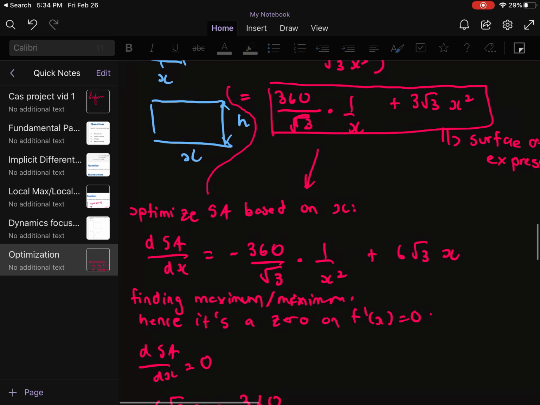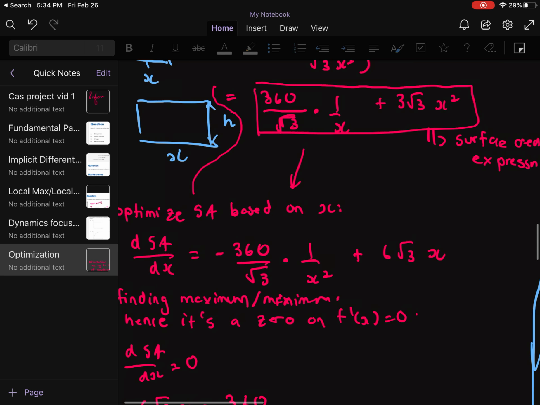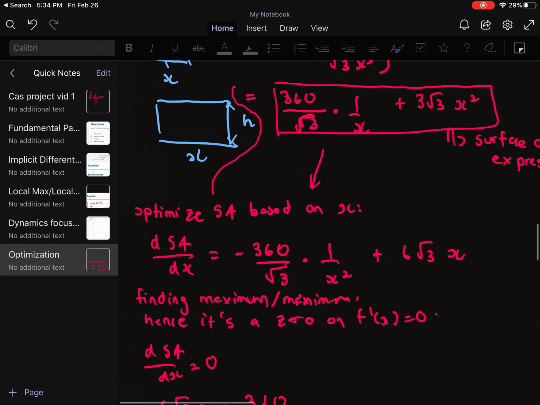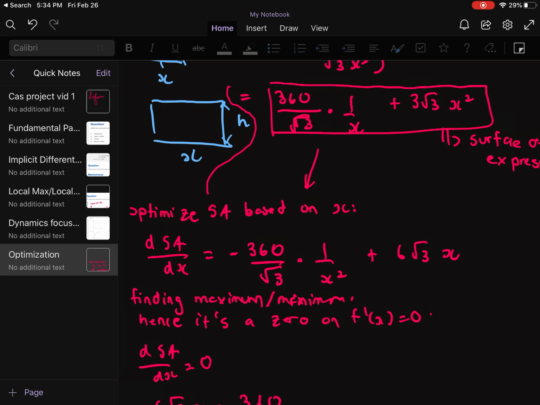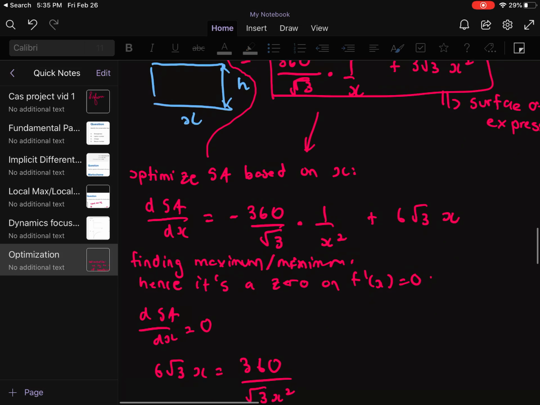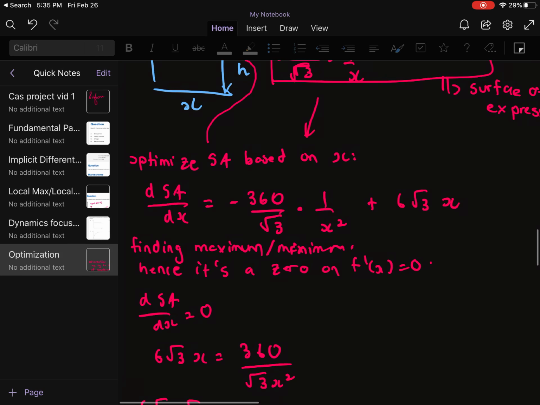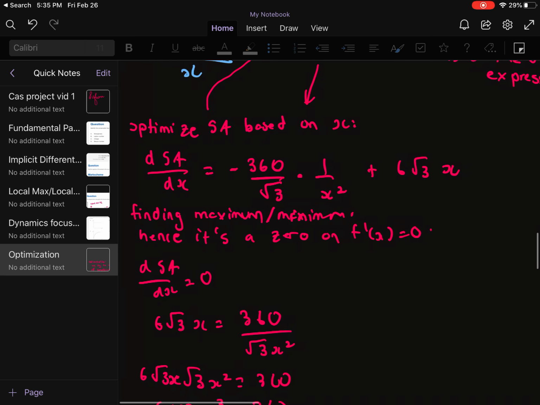So we differentiated. I differentiated this part, and the derivative of this is 3 root 3 times 2x. So 3 root 3 times 2, 6 root 3x. And now, finding maximum or minimum, in this case it was minimum, hence it's a 0 on the f prime of x graph, but it's actually a local minima on the f of x graph. So we set it to 0. So we moved the 360 over root 3 to the left. I moved it because 6 root 3x is equal to 360 over root 3x squared.